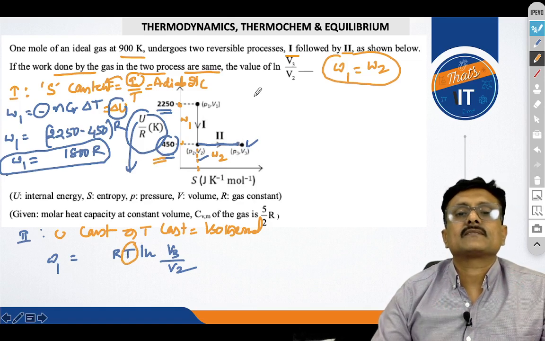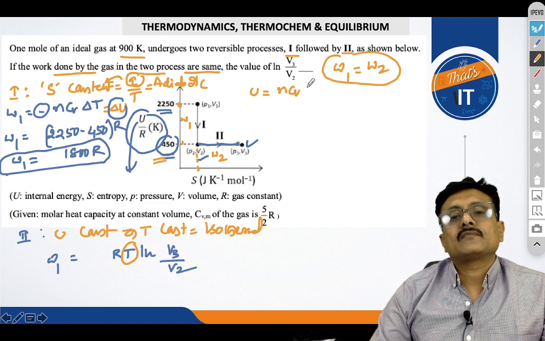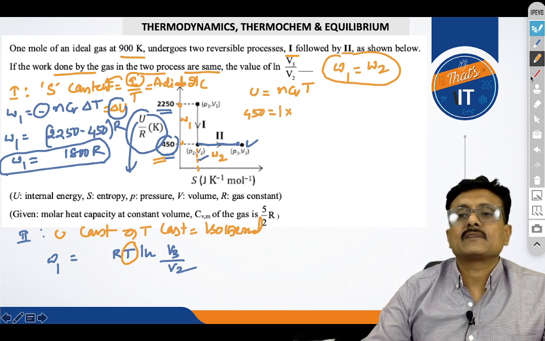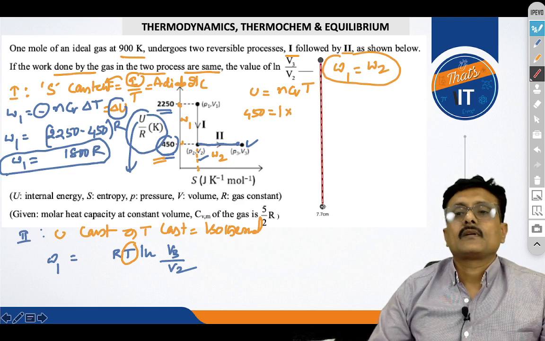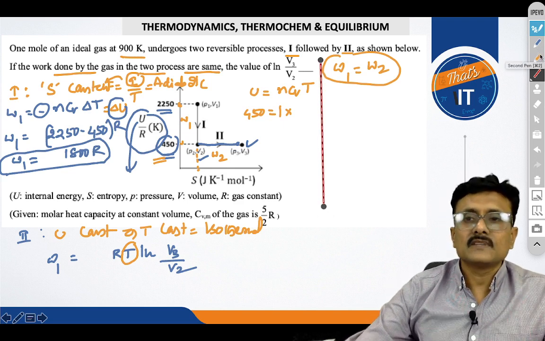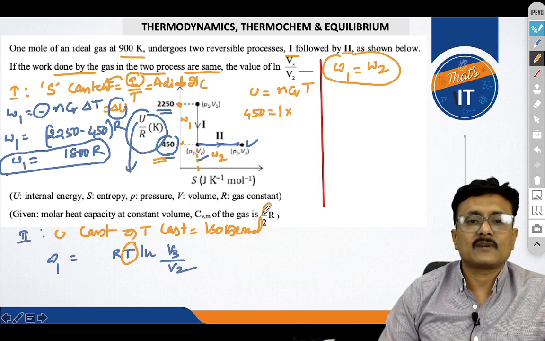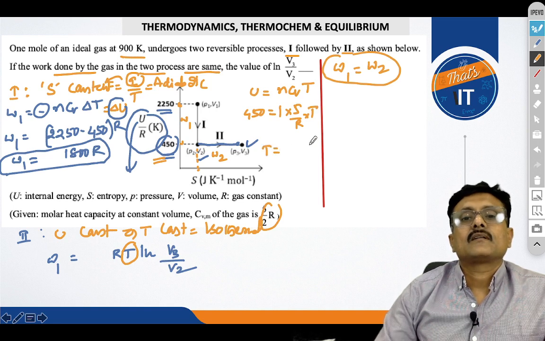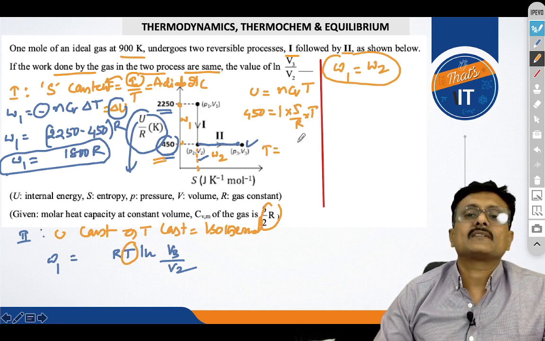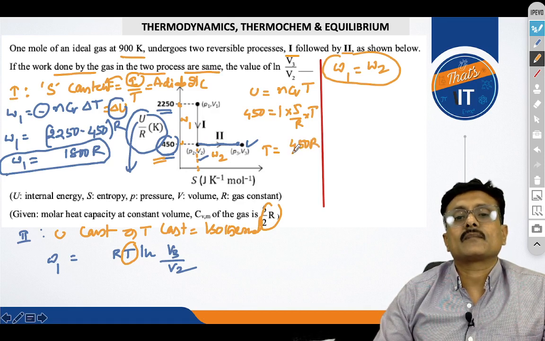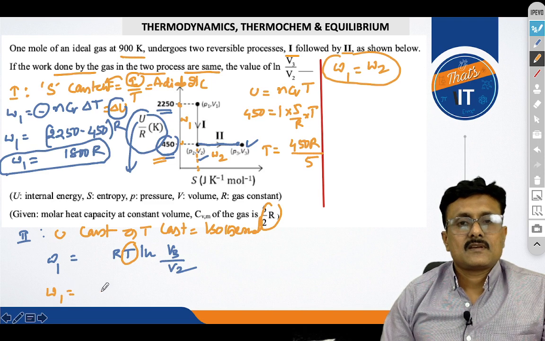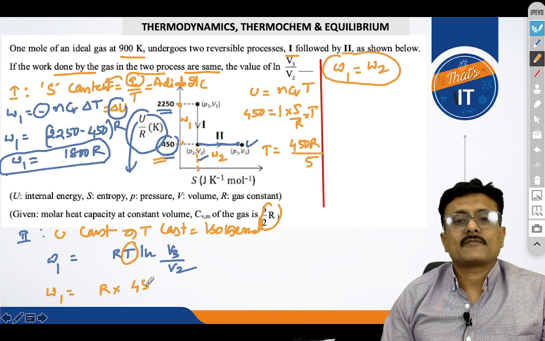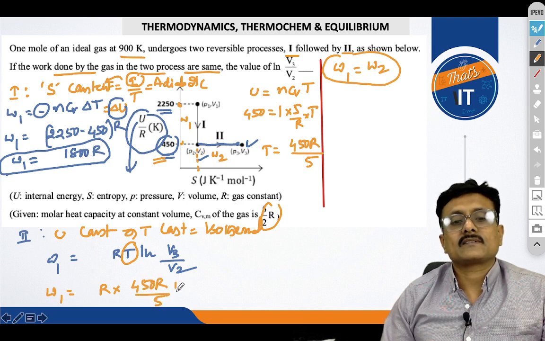In this particular case, U equal to nCVT. You can see that U is 450, n is 1, and CV is given as 5 by 2 R, into temperature. So you get the value of the temperature as 450 R by 5. Now substitute here: R into temperature, 450 R by 5, natural logarithm of V3 by V2.